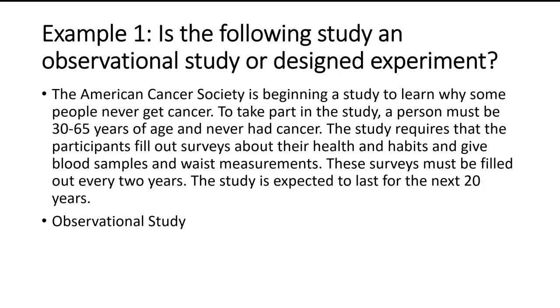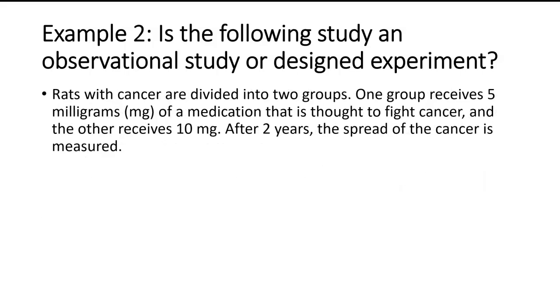If you say observational study, you are correct. The researcher is only observing the patients. Now, in this observational study, and this is what I was talking about earlier, the patients actually have to do work. They have to give blood samples. They have to take waist measurements. They have to fill out surveys. And this one actually takes time because it's lasting for 20 years, which some observational studies don't last that long. But this is an observational study because the researcher is only observing what is happening to the patients over time.